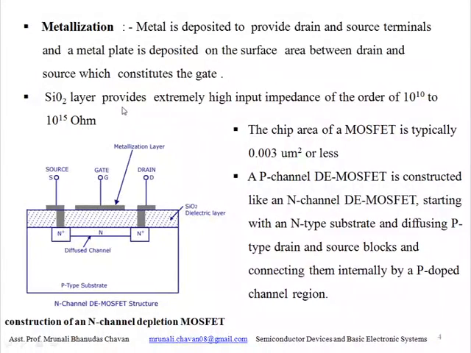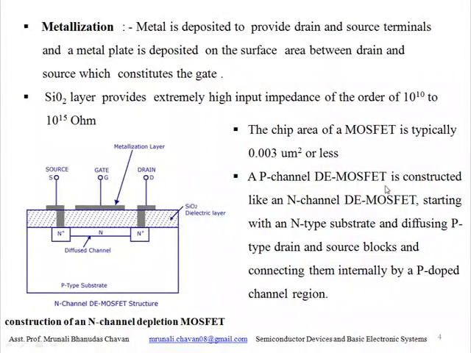The SiO2 layer provides extremely high input impedance, of the order of 10^10 to 10^15 ohm. Due to this SiO2 layer, the MOSFET has extremely high input impedance. The chip area of a MOSFET is typically 0.003 square millimeter or less, which is nearly 5% as compared to the BJT.